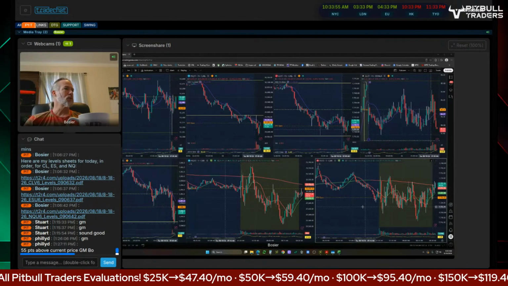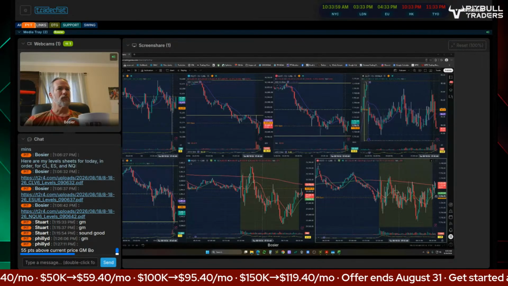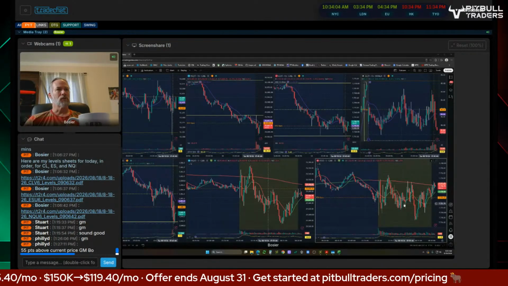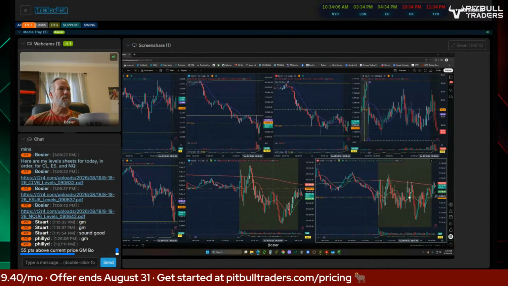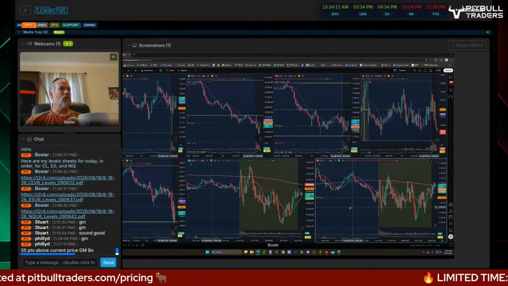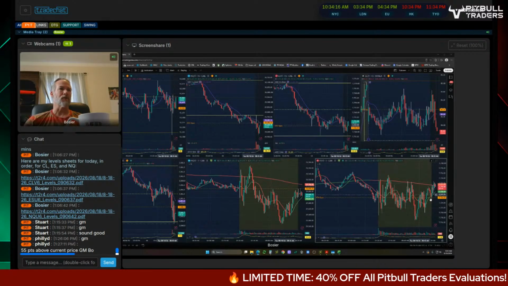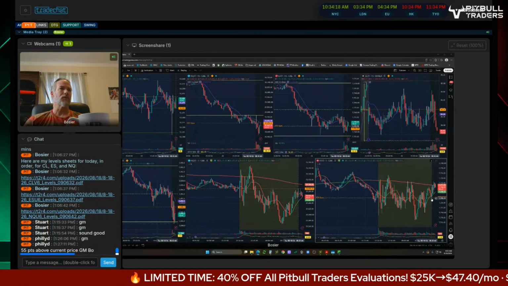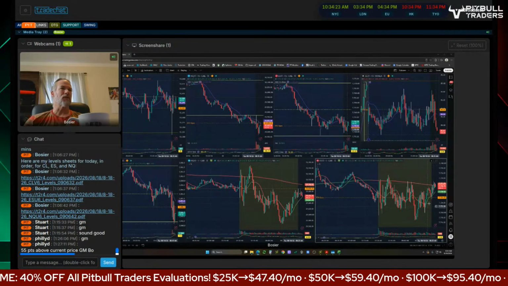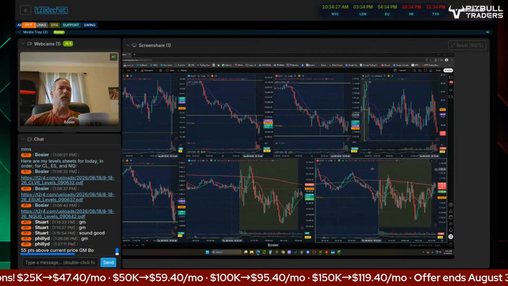So I'm looking a little more eagerly here to try and take a long. I could be a little slow here to not already be in it, right? Because that was a pretty nice retest of the open right there. And you've got some decent long side structure coming in with all of these buy stops above.